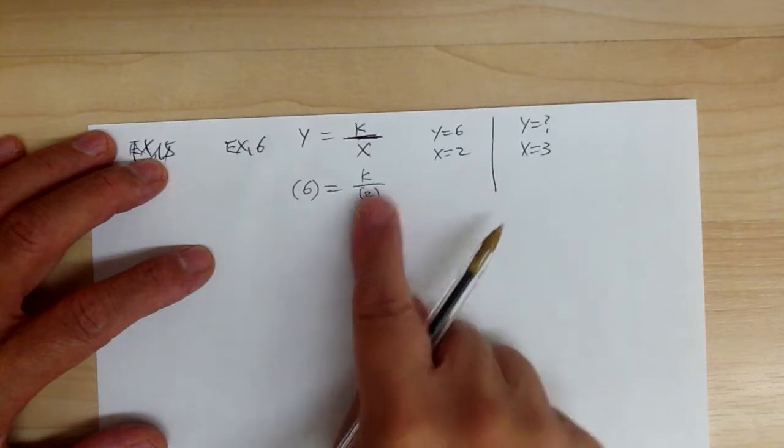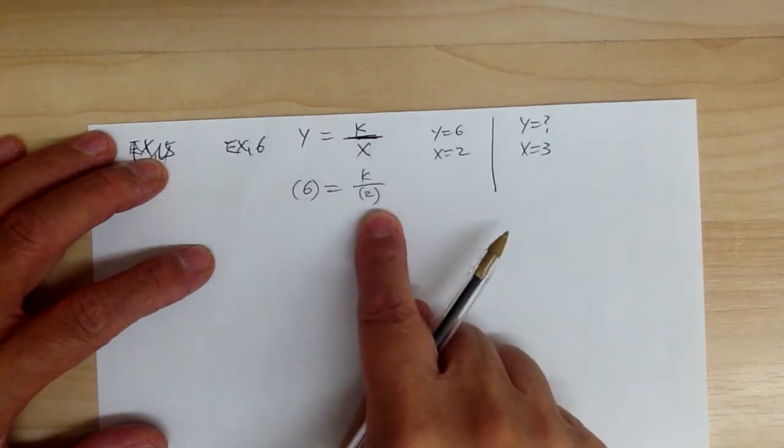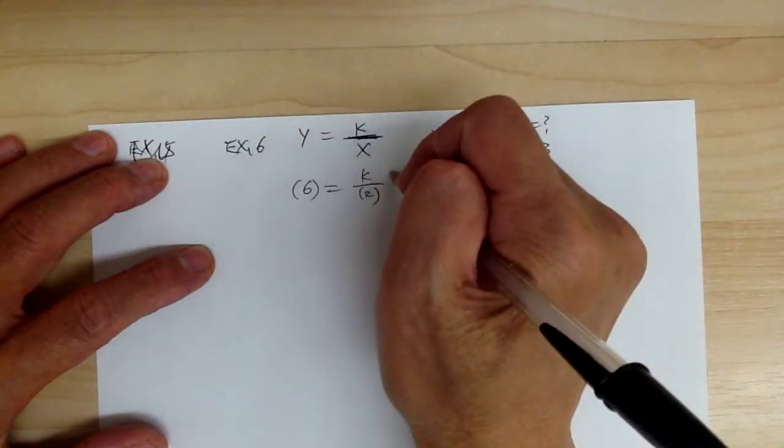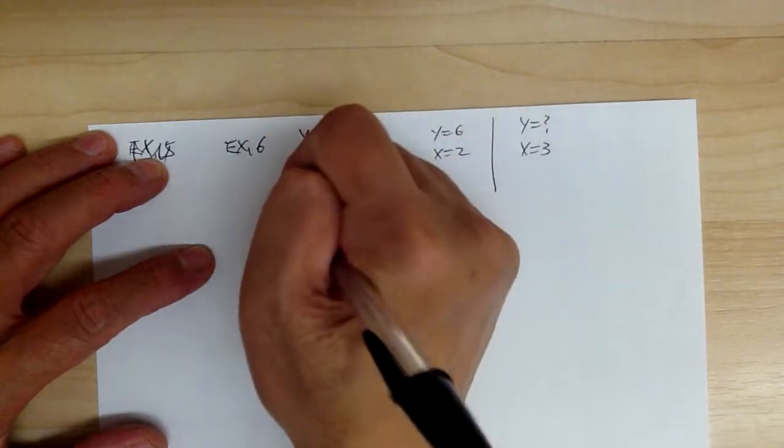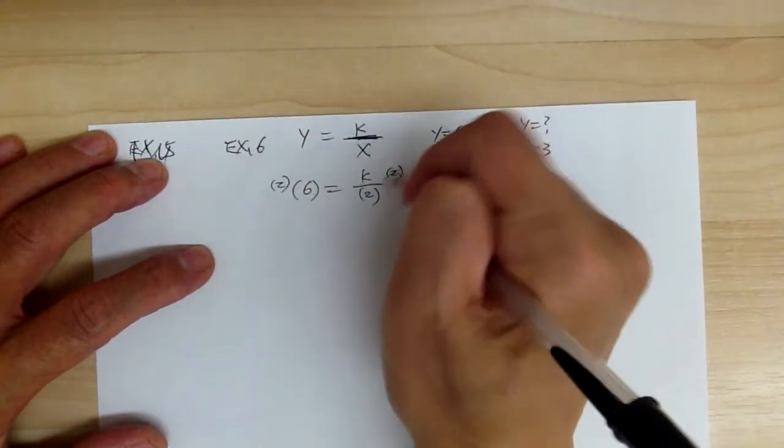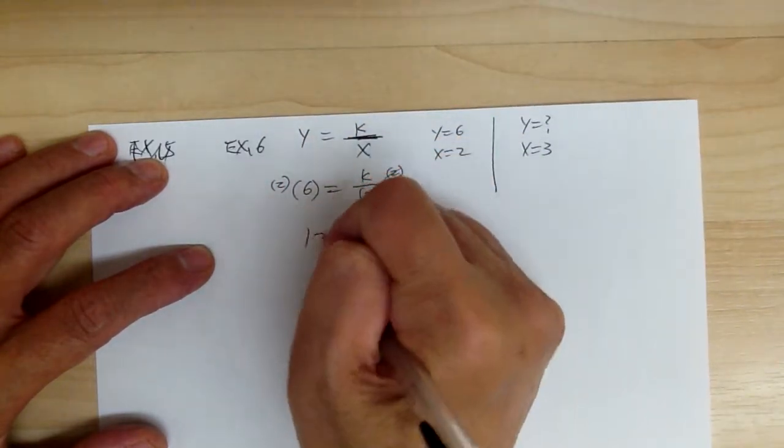Now to solve, this is x divided by 2, right? So to undo divide by 2, you have to multiply by 2. So when you multiply by 2, you have to multiply by 2 on this side. So this cancels out, right? So k equal to 12.